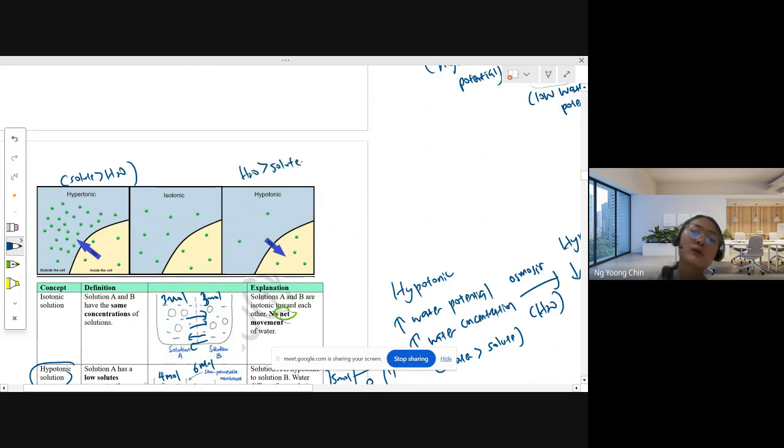So they always move from the hypotonic to hypertonic. So this is the water. See, how they move from the hypotonic to hypertonic, and then this outside hypotonic into the cell which is hypertonic. They will not move from hypertonic to hypotonic. They will not, forever.